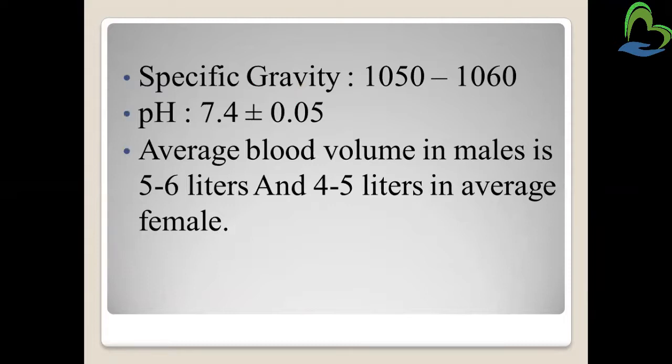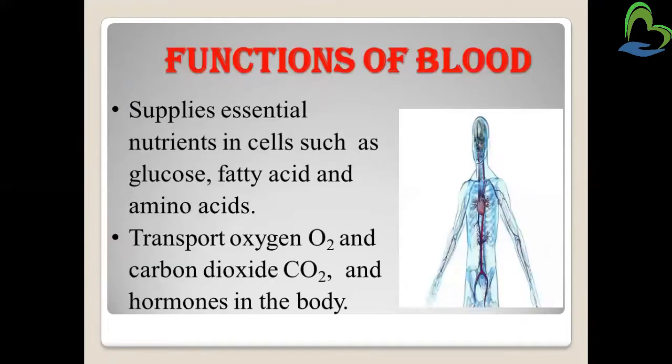Average blood volume in males is 5 to 6 liters and 4 to 5 liters in females. So the average blood volume in the male is 5 to 6 liters and in the female is 4 to 5 liters. Now the main topic is the function of the blood.